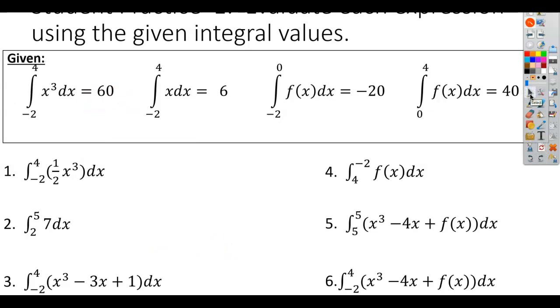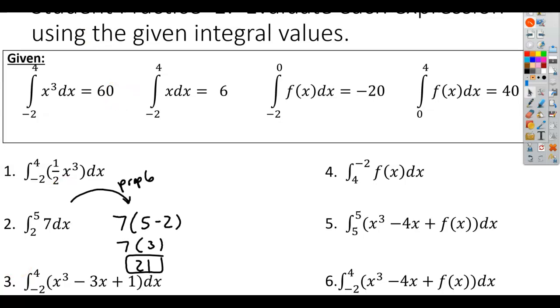Go ahead and pause the video here and do number 2. See what property you would apply to it. All right. I applied property 6. Since it's just a constant number there, 7, property 6 says we could do 7 multiplied by the difference of the limits, 5 and 2. 5 minus 2 is 3, and 7 times 3 is 21.